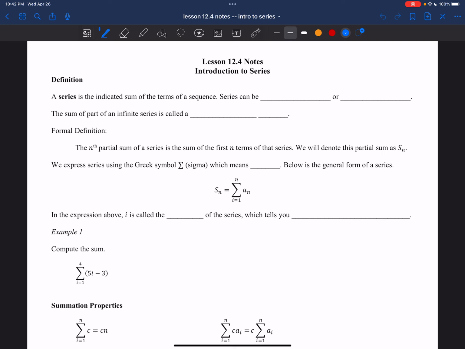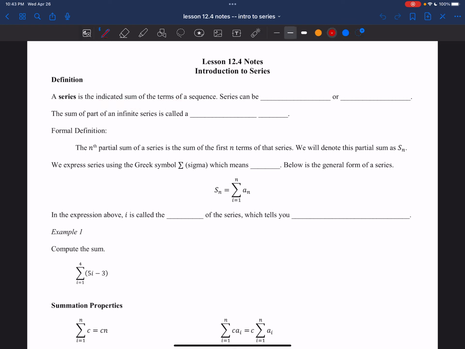So anyway, this is our intro to series, and we're just going to talk about what this is, how to add them up and evaluate them, and some of the properties that they follow. So you can read along here. Definition, what is this thing? So a series is the indicated sum of the terms of a sequence.